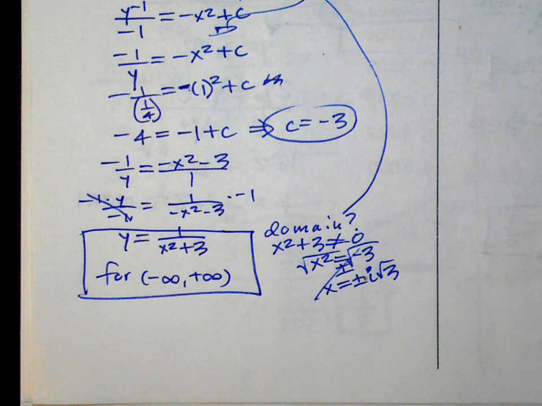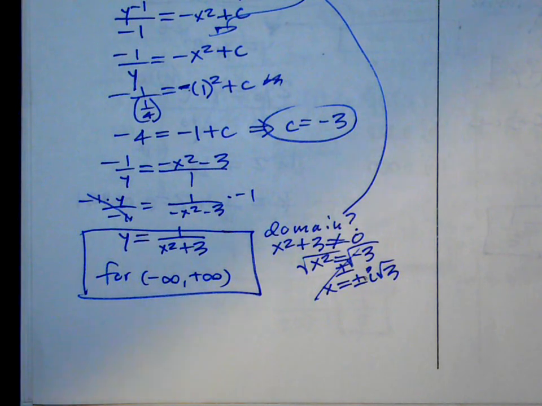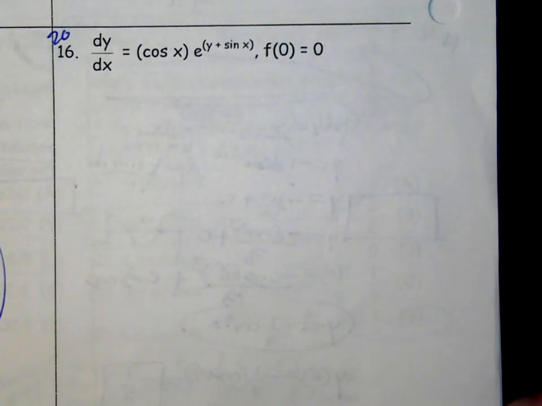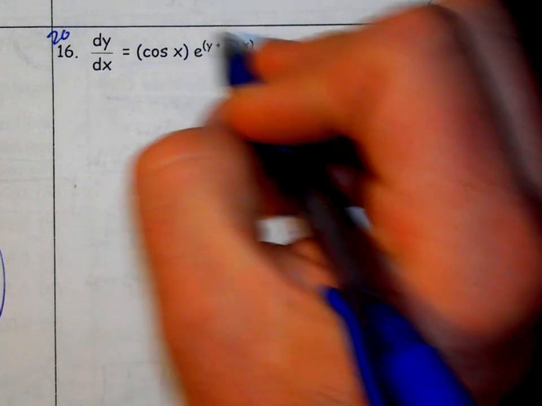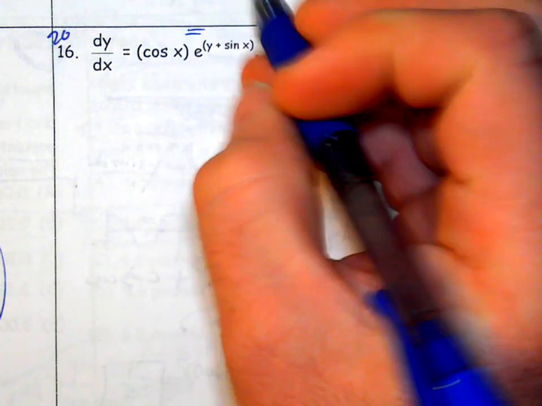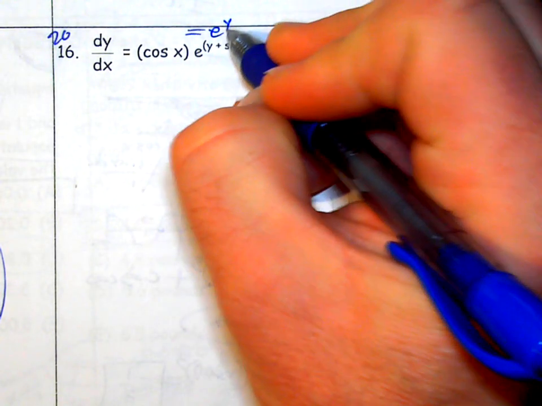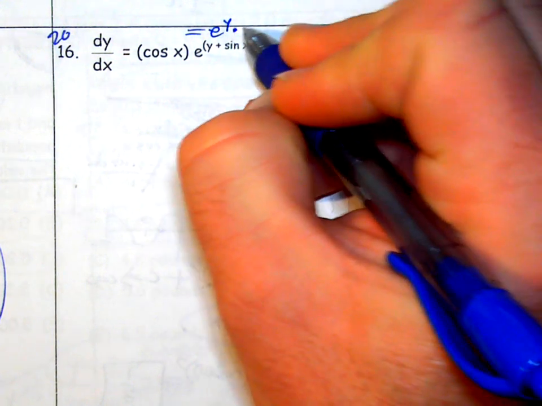Okay, now for the last problem. Definitely probably one of the crazier ones. We're running into this issue that we kind of had to deal with on problem 14, where we have x's and y's mixed in together as a single exponent.